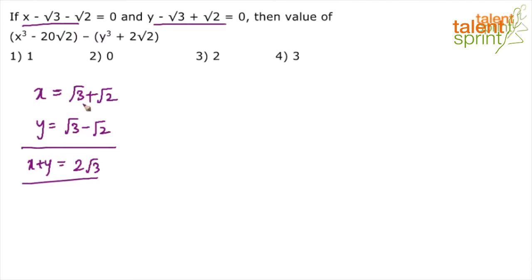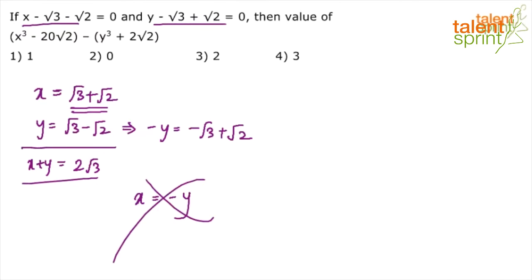See, what is minus y? Minus y will be minus root 3 plus root 2. But what is x? X is root 3 plus root 2. So your assumption that x is equal to minus y is actually wrong. See, here it is minus. If it is given as plus root 3, y plus root 3 plus root 2 equals to 0, then you can say x equals to minus y. But here, how do you say x equals to minus y?